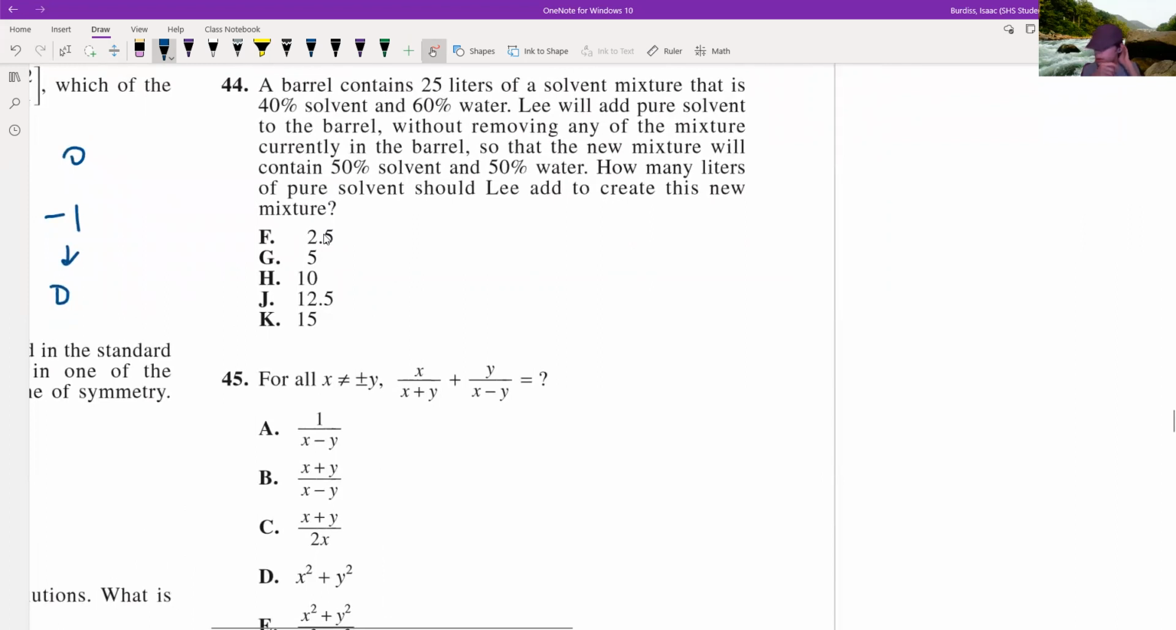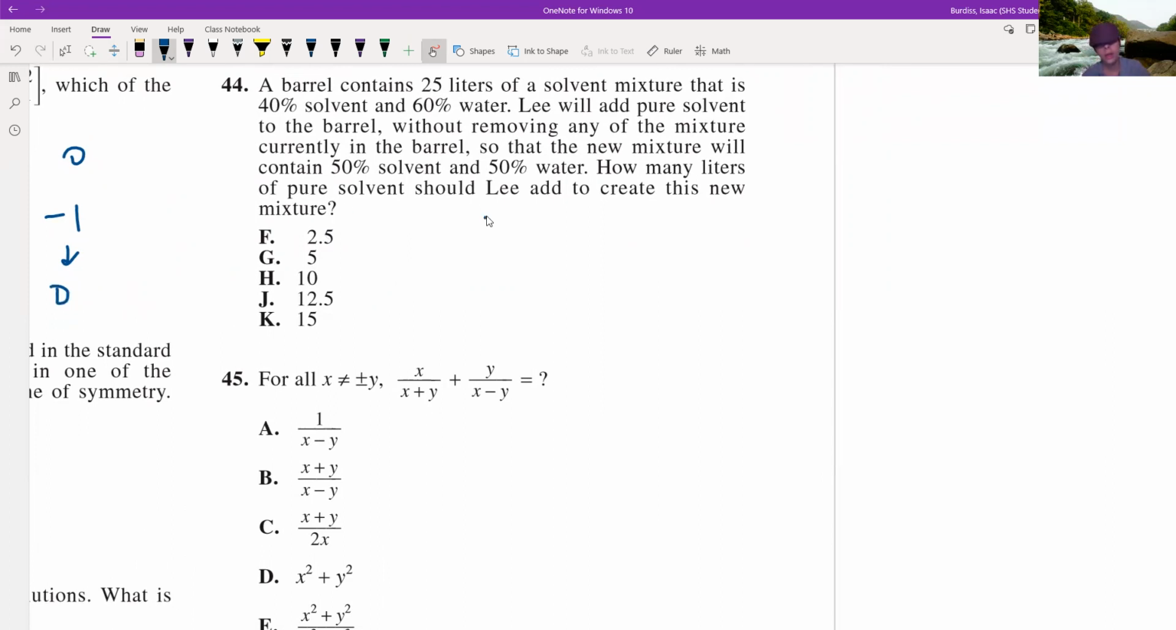A barrel has a mixture that is 40% solvent and 60% water. Basically, this Lee person will try to make it 50 and 50. How many liters should he add to make this mixture 50 and 50?